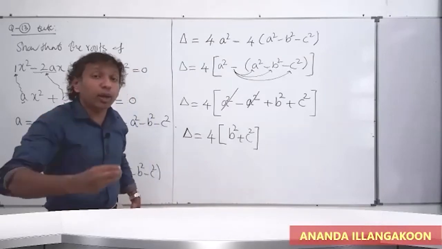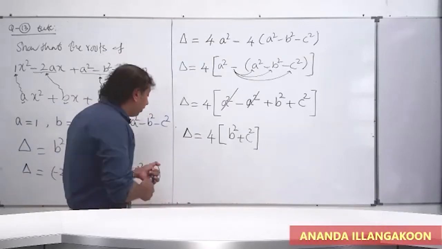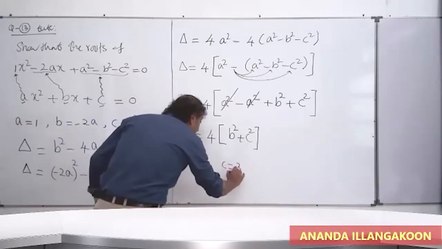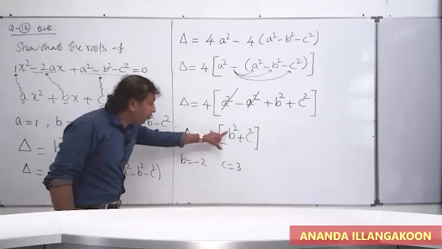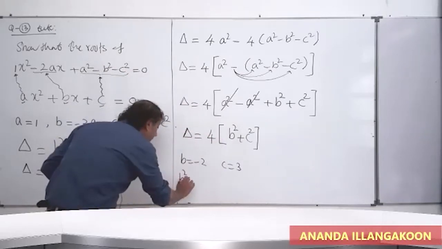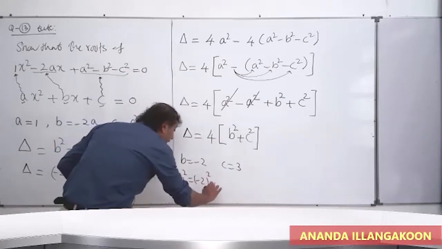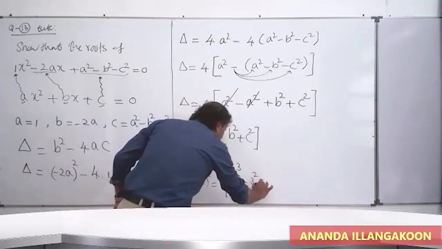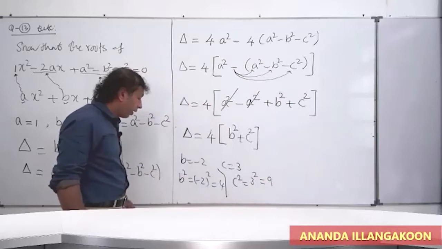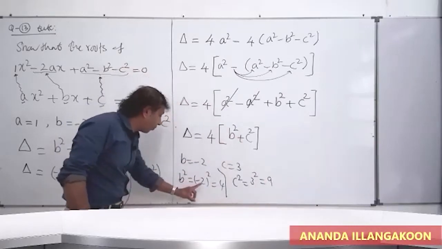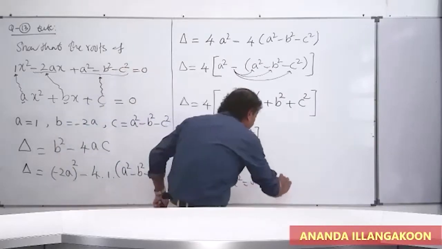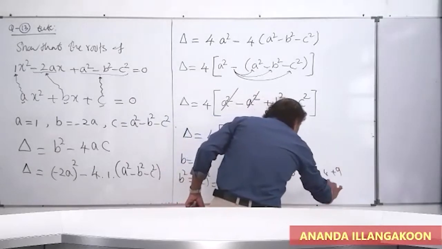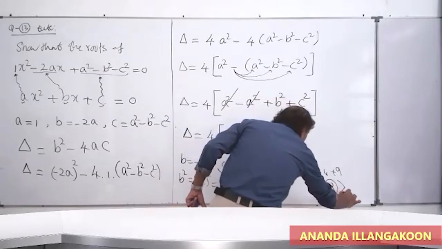People, take any real number. I'll take our B as minus 2, C as 3. Then B squared means what, people? Minus 2 squared, no. That is 4, no. Then C squared means what, people? 3 squared. That is 9, no. Then this B squared plus C squared means what, people? 4 plus 9, no. That is nothing but 13, no. This is a positive value, no.